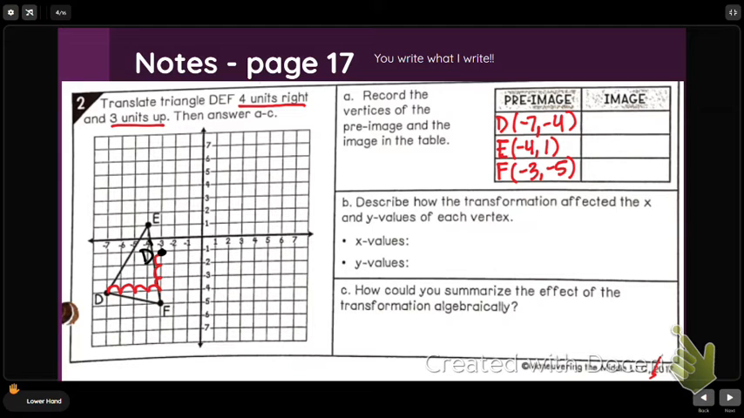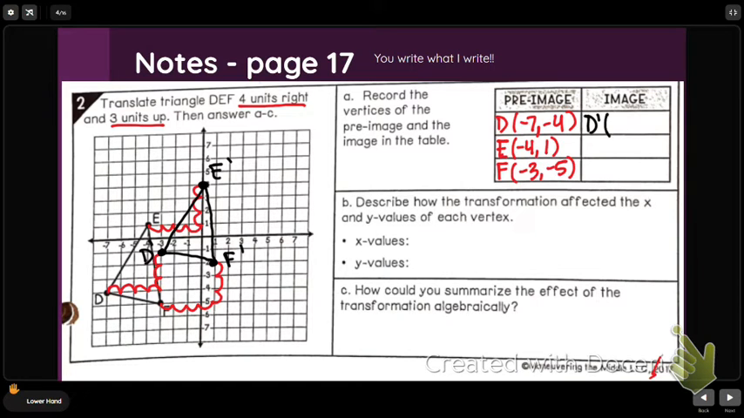Then E, right 4, 1, 2, 3, 4, up 3. There's E prime. And F, right 4, up 3. And F prime. Now let's connect those dots to make our new triangle or our image and fill in those coordinates.